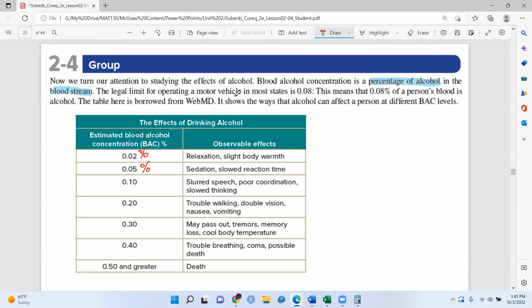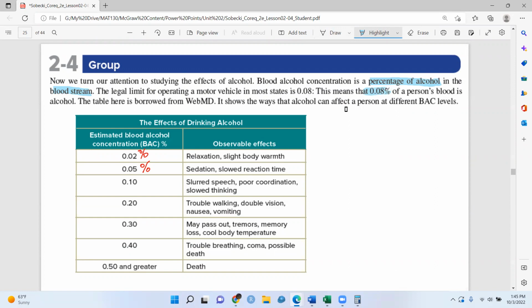I don't know. At any rate, the legal limit for driving a car in most states, I believe this is true in Michigan, is 0.08, meaning 0.08% of your blood can be alcohol.